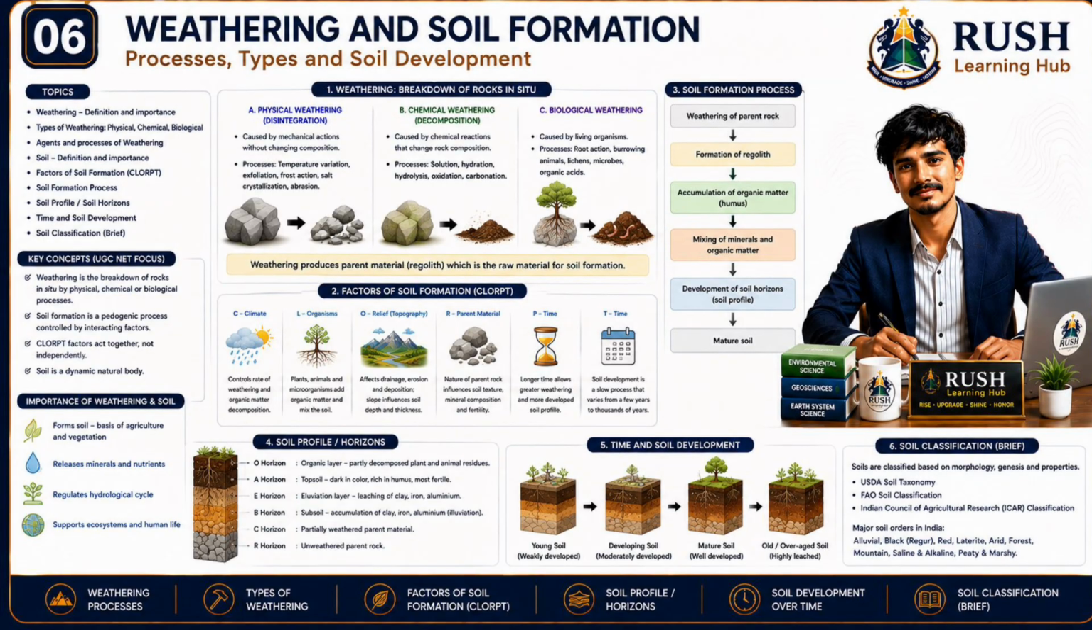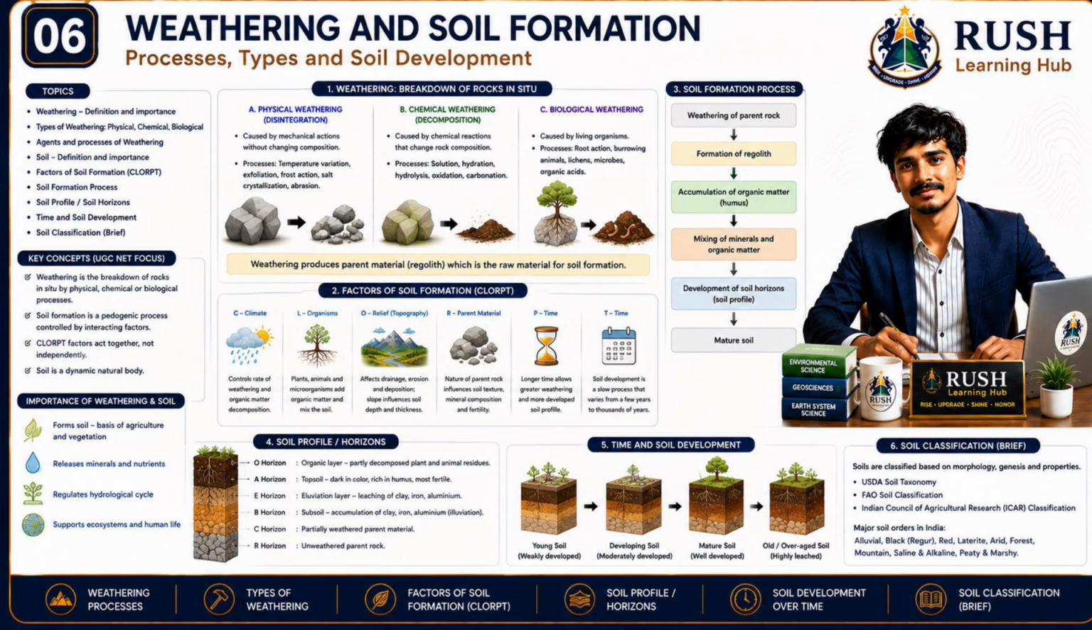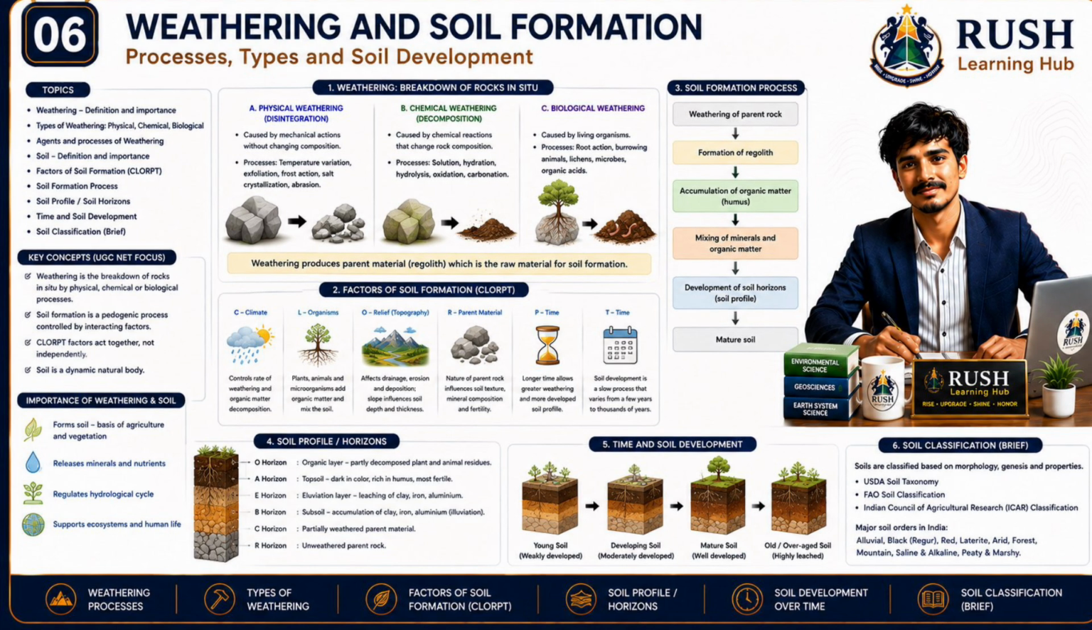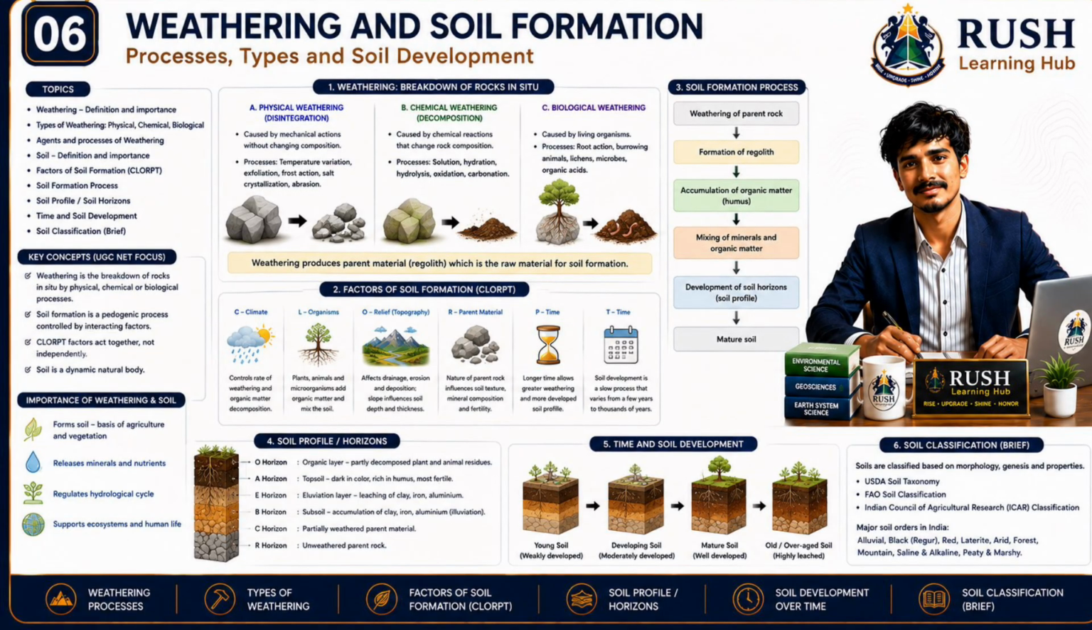The B horizon is the subsoil and is characterized by accumulation of clay, iron, and aluminum compounds through illuviation. The C horizon consists of partially weathered parent material. The R horizon represents unweathered bedrock. Soil formation is an extremely slow process. It may require hundreds to thousands of years for a mature soil profile to develop.